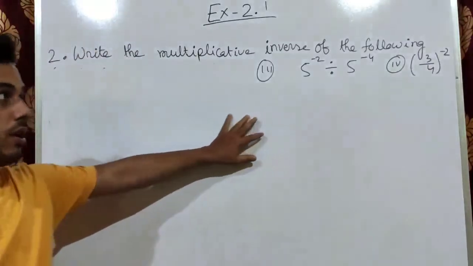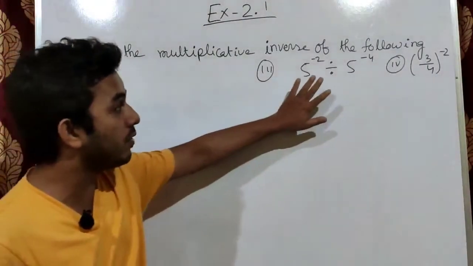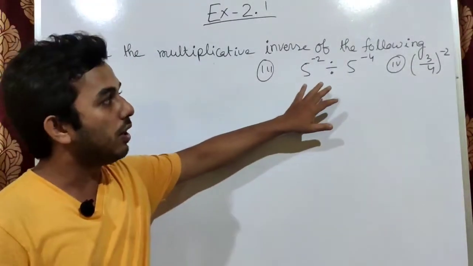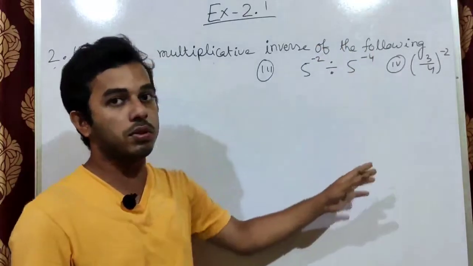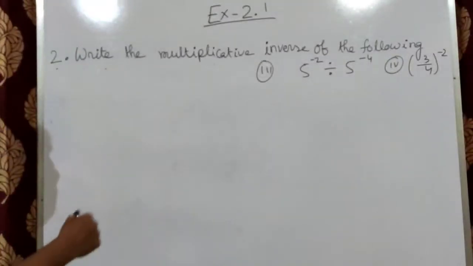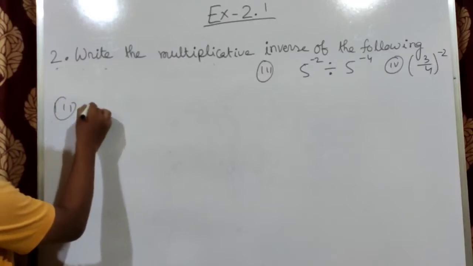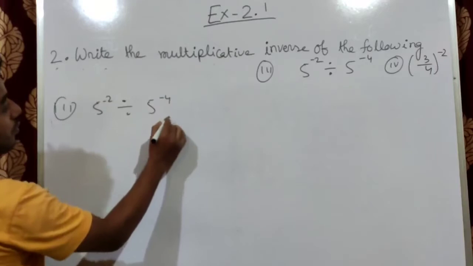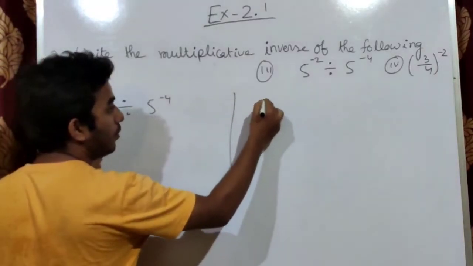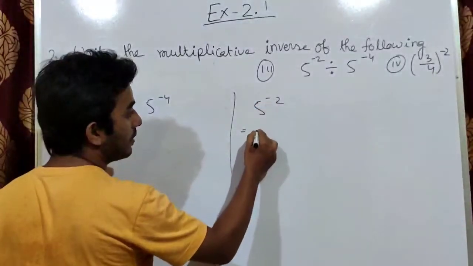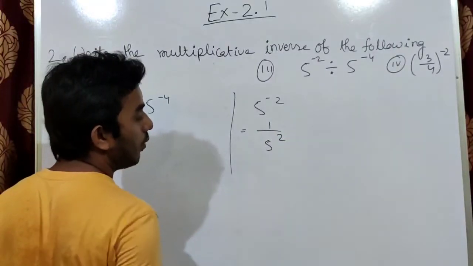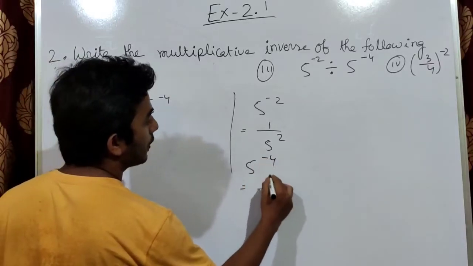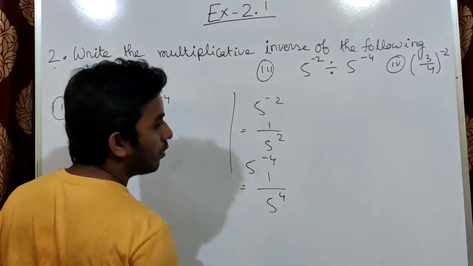Our next question is 5^-2 divided by 5^-4. We have to find the multiplicative inverse of 5^-2 divided by 5^-4. So first of all, let us solve this one and see what result comes. One thing, look: 5^-2 we have to express in the form 1 by 5 square, and 5^-4 we have to express in the form 1 by 5^4.